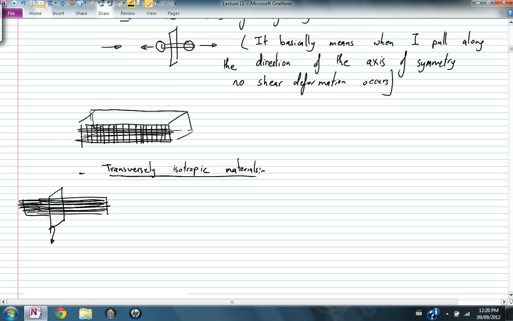So I call this the plane of isotropy, which is perpendicular to the axis of symmetry. If I take any specimen in that plane of isotropy, the response is the same. An example is wood, which has fibers oriented in one direction. Wood is a very good example of a transversely isotropic material.